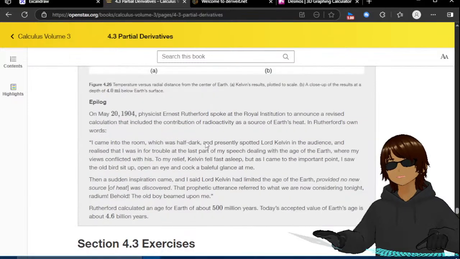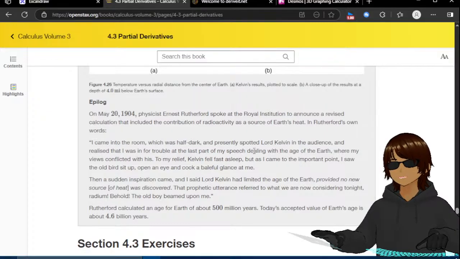Okay, I will read the... Wait. On May 20, 1904, physicist Ernest Rutherford spoke at the Royal Institution to announce a revised calculation that included the contribution of radioactivity as a source of Earth's heat. In Rutherford's own words: I came into the room, which was half dark, and presently spotted Lord Kelvin in the audience and realized that I was in for trouble at the last part of my speech dealing with the age of the Earth, where my views conflicted with his.